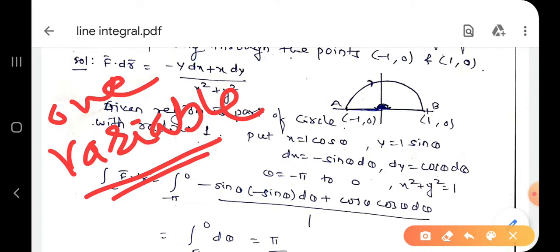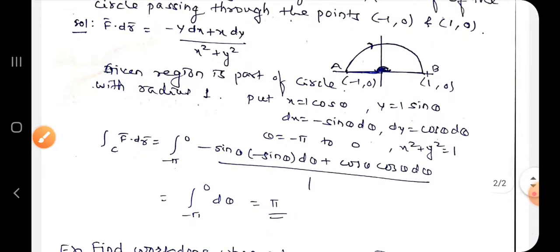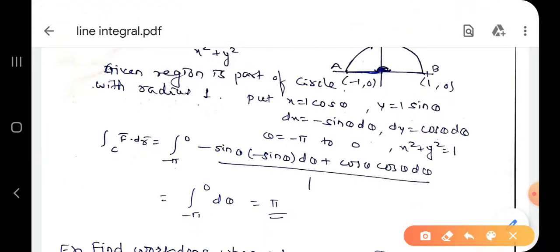Okay. Now if you see carefully, from minus 1 to origin and origin to 1, from this I can get the radius of the circle. The radius of the circle is 1. This distance is 1. This distance is also 1. Understood? So the radius of the circle is 1. So the given region is the upper half of a circle having radius 1.